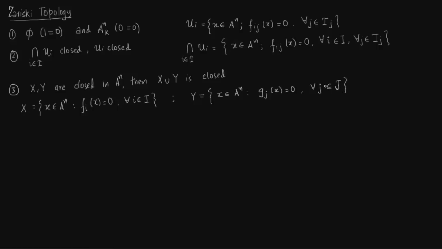So what is X union Y? The claim is that X union Y is nothing but the zero set of the products f_i g_j, obviously for all i and for all j. So this is what we have to show.